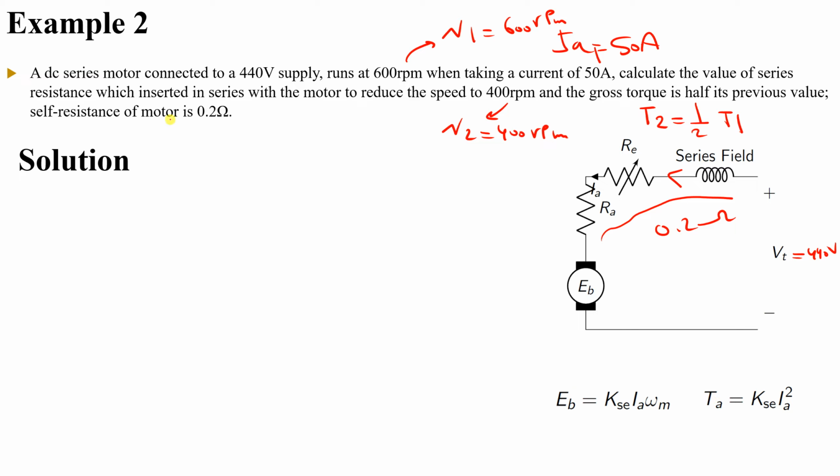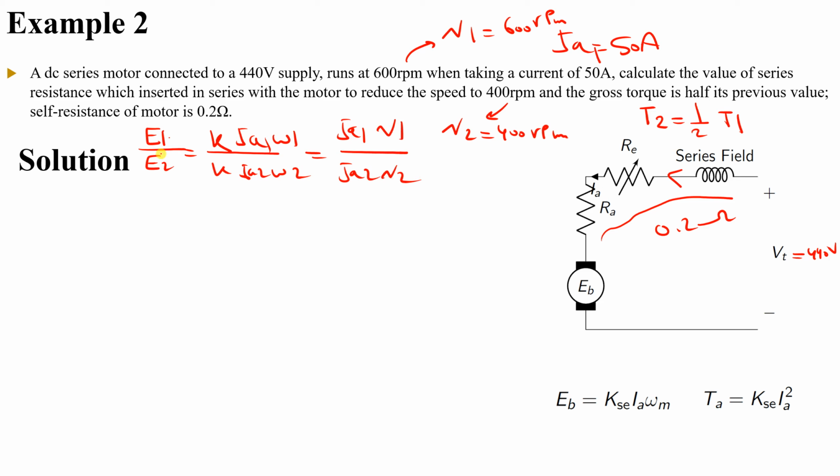So what we can see is that we can say E1 over E2 equals K I armature 1 omega 1 over K I armature 2 omega 2, which will be equal to I armature 1 N1 over I armature 2 N2, right? Okay, so we have E1 over E2 equals I armature 1 N1 over I armature 2 N2.